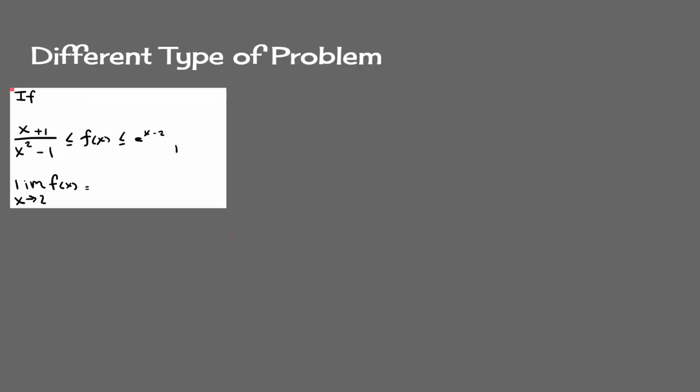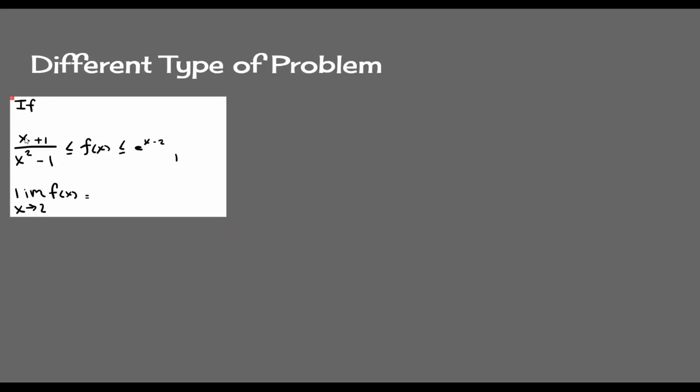What do we do for this? Okay. So this problem says if x plus 1 divided by x squared minus 1 is less than or equal to f of x, which is less than or equal to e to the x minus 2, then what is the limit of f of x as x approaches 2? When you first see this problem, you might be like, excuse me, what do I do? Because that looks horrible. Well, actually, it's not that bad.